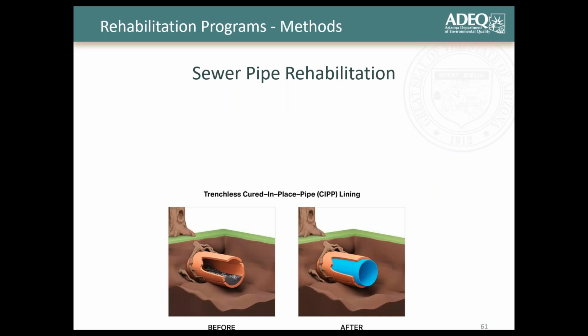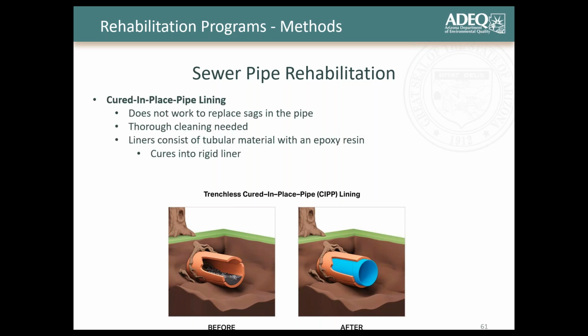And let's talk about sewer pipe rehab programs. There are different ways of rehabbing a sewer pipe. It's not always just dig and replace, right? You have cured-in-place pipe lining, CIPP. This doesn't work to replace sags in the pipe. You definitely need to clean appropriately before you do this. But the liners consist of a tubular material with an epoxy resin that cures into a rigid liner.